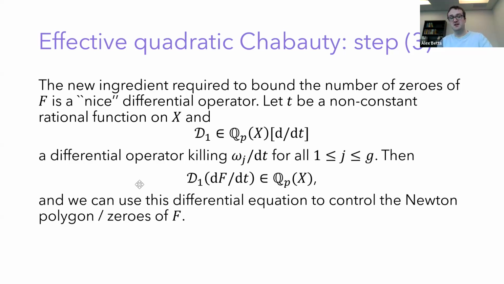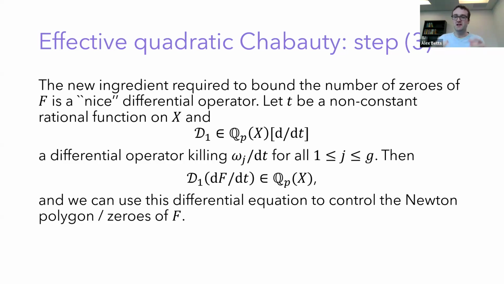And so we're in particular going to take omega 1 up to omega g to be a basis of the one forms on X. And then we want to take a differential operator which kills omega j over dt for all j. So that's g different rational functions. And what Jonathan showed is that if you take this function f, which is a very analytic function, and I differentiate f with respect to t and then hit it with this differential operator d1, the result is not any old analytic function. It's actually a rational function on the curve.